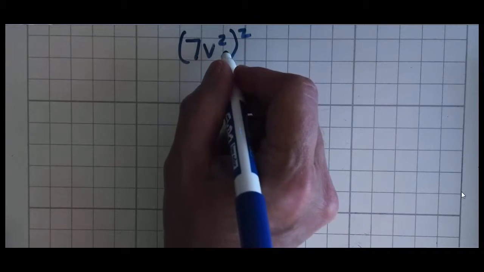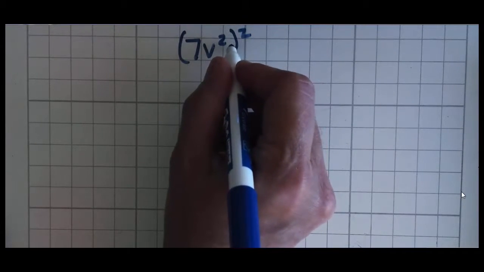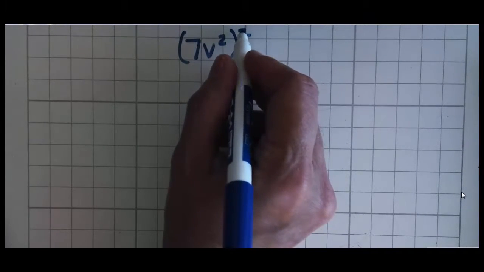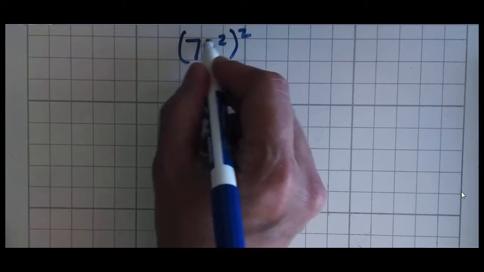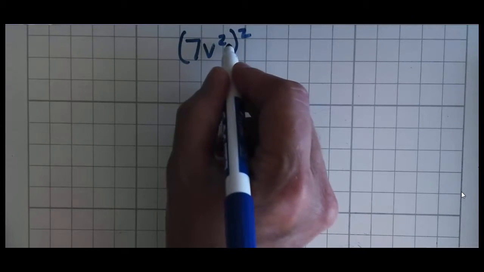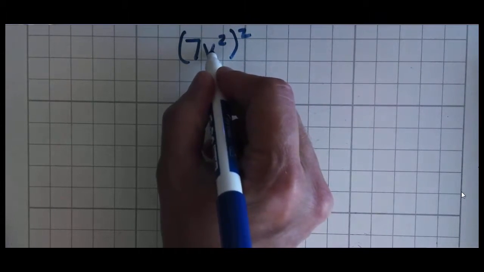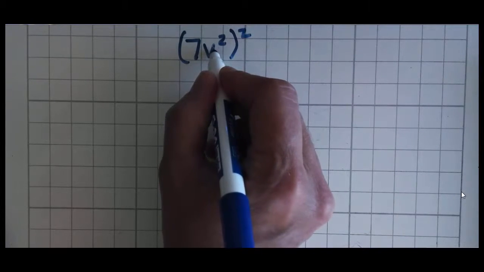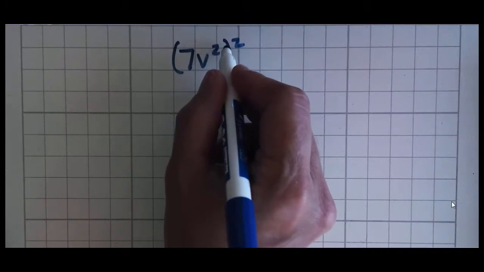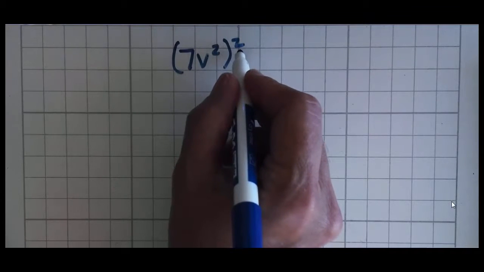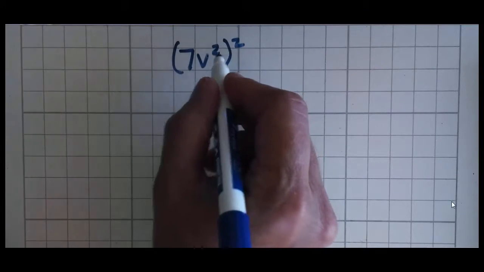Now, as you already know, the exponent acts only on the thing immediately preceding it. So this square acts on the parentheses. This square acts only on the v. Keep that in mind. That's going to be the trickiest thing probably you're going to have to remember. But the exponent acts only on the thing immediately preceding it.